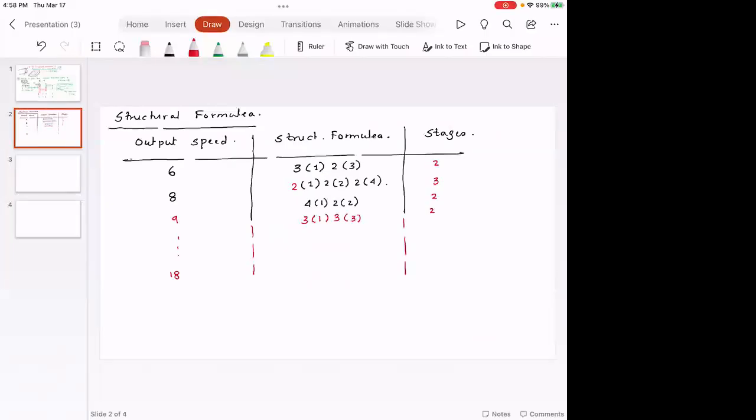Okay, so this is the structural formula. And usually if you want more than 18, you will not use combinations of spur and helical gears. You would go with maybe some type of worm wheel or some other arrangement to achieve reduction ratios greater than 18. So in addition to the structural formula, you have something called the kinematic diagram. Now let me show you what I mean by kinematic diagram.